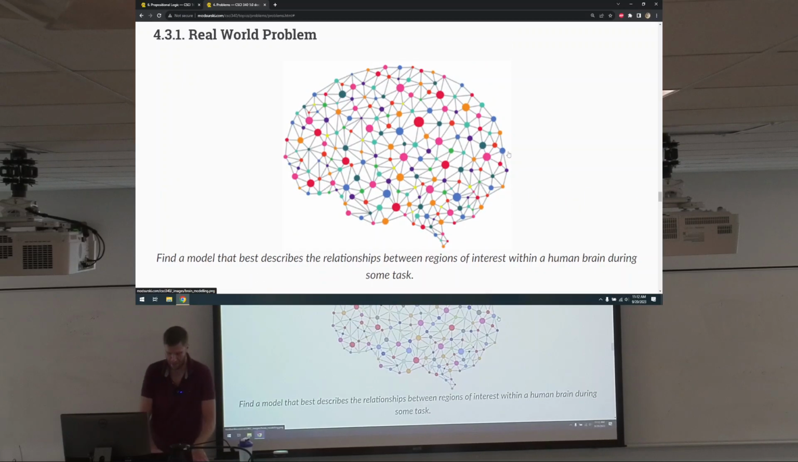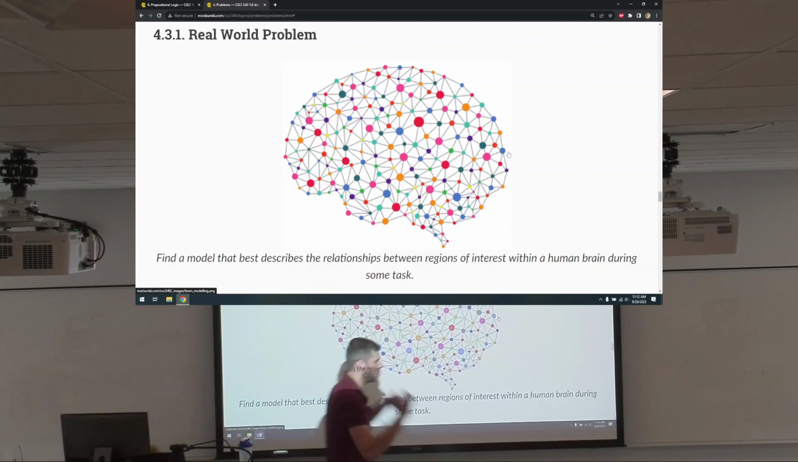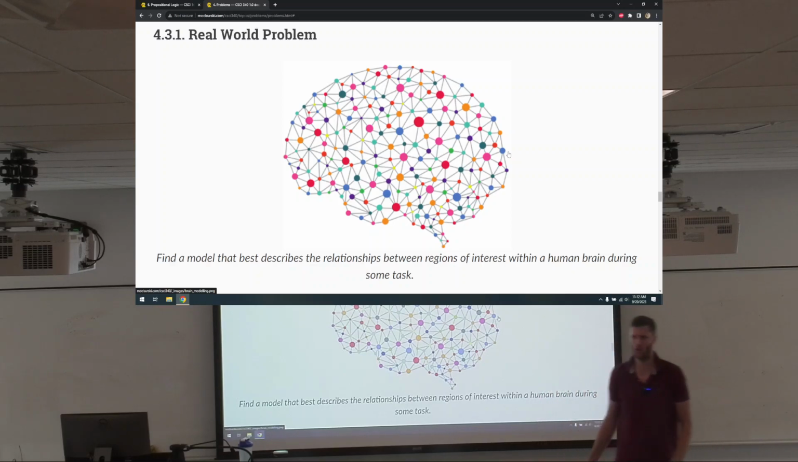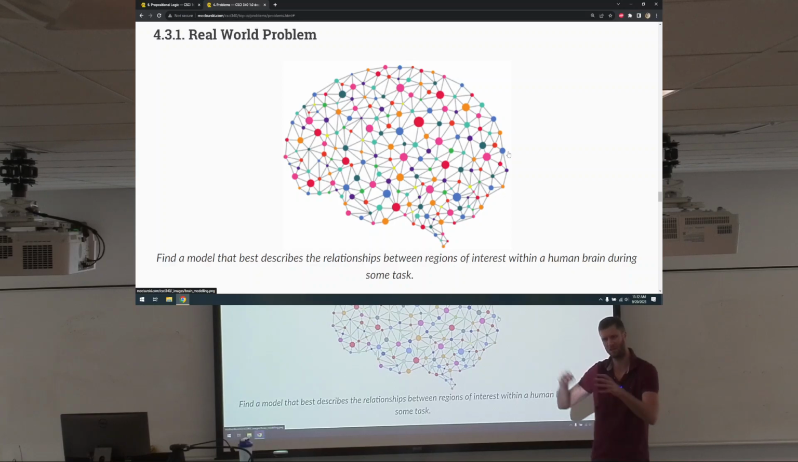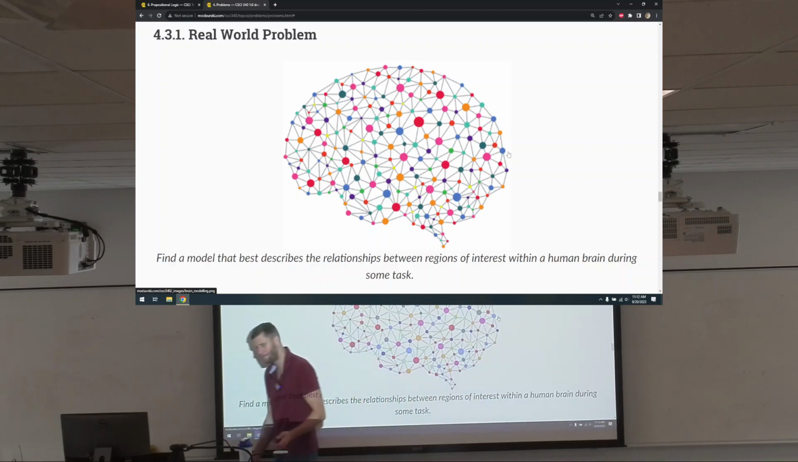And real-world problems. Find a model that best describes the relationships in the brain based on fMRI data. We've got regions of interest, tiny little blips in the brain that seem to have cohesive function. And when you look at a picture of a cat, how do those pieces of the brain work together in relation to one another? You use evolutionary computation for something like that.